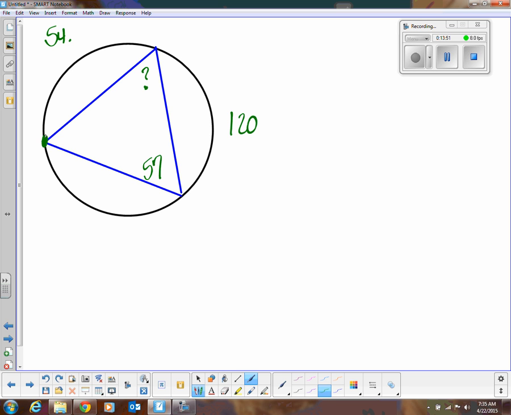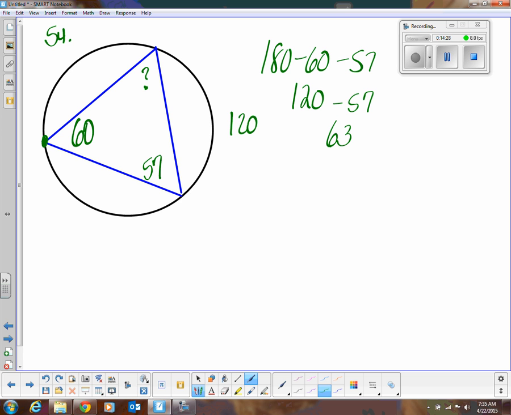Or if you took notes the other day, we went over this if you did notes on the first day. Okay, so look at the circle part, and it says when the vertex is on the circle, what do you know? Angle equals half arc. What arc does this angle cut off? 120. What's half of 120? Now can you find that question mark? How? 180 minus 60 minus 57, right? Which is 120 minus 57, which is 63. And I better see work on that.